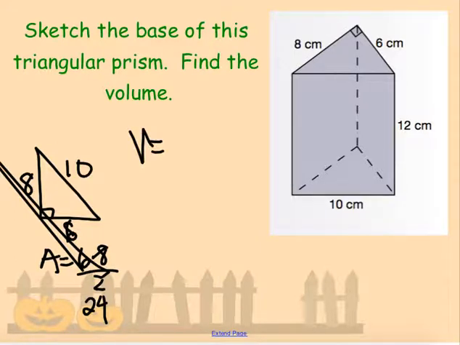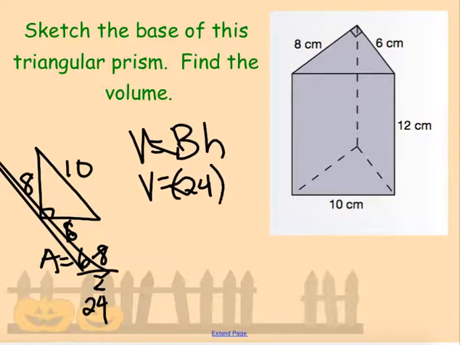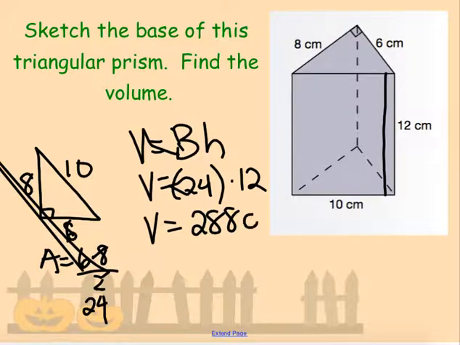So we see that the area of the base in this case is 24, so we plug it into our volume formula and say we have an area of the base that is 24, and then we multiply it by the height. Now remember, the height goes from base to base, so in this case it is 12. So the volume of this solid is 288 centimeters cubed, since we're talking about volume.